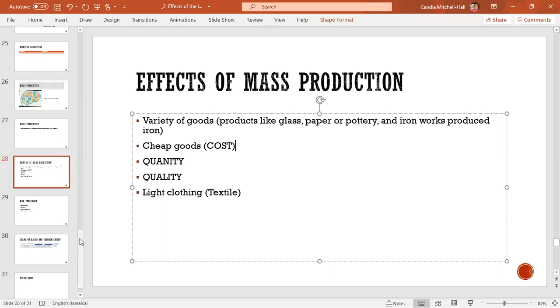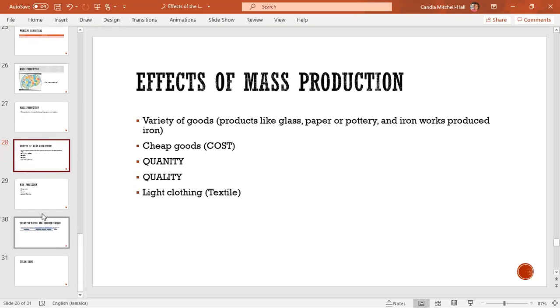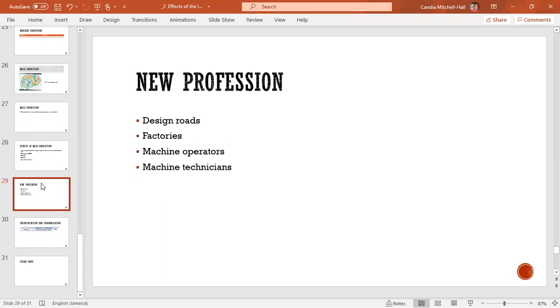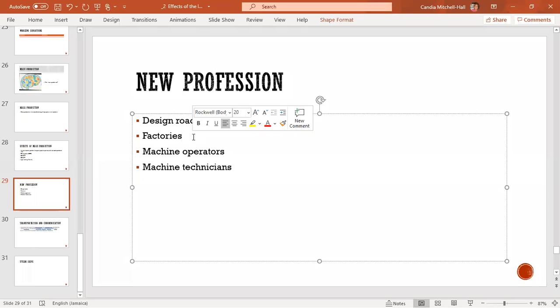Very good. Another effect that is going to take place is that with all of these things taking place now, we're also going to have new professions. From your reading, what are some of the new professions that came about? If you look at my list, I have on my list that you have factory workers. So that was a new one.